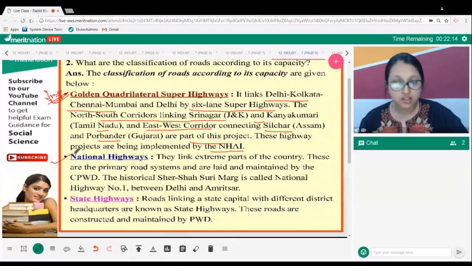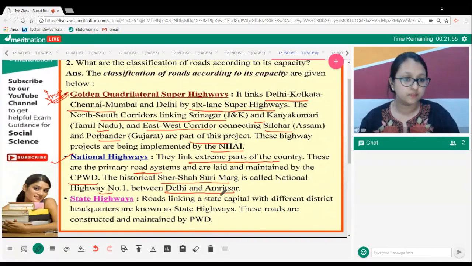Then comes your national highways. They link extreme parts of the country. These are the primary road system and are laid and maintained by your CPWD, that is the Central Public Works Department. The historical Sher Shah Suri Marg is called your National Highway number 1, which is between Delhi and Amritsar. Okay, and this is all about your national highways.